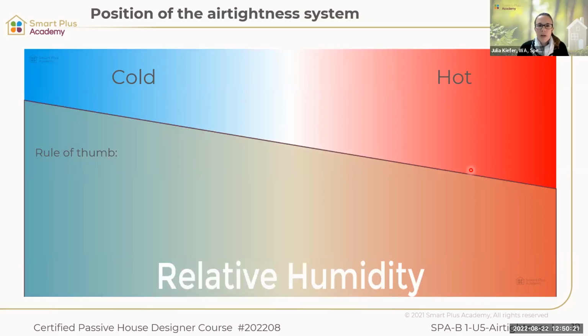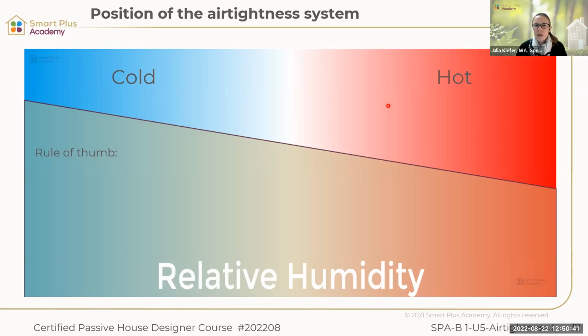Now, where do we position our airtightness system? What do we do? How do we do this? So we have here cold and hot. Okay, it doesn't matter whether it's outside or inside, just cold and hot. That's what we always have. We have one side, or sometimes of the year it's the same inside and outside, but often one side is hotter than the other.